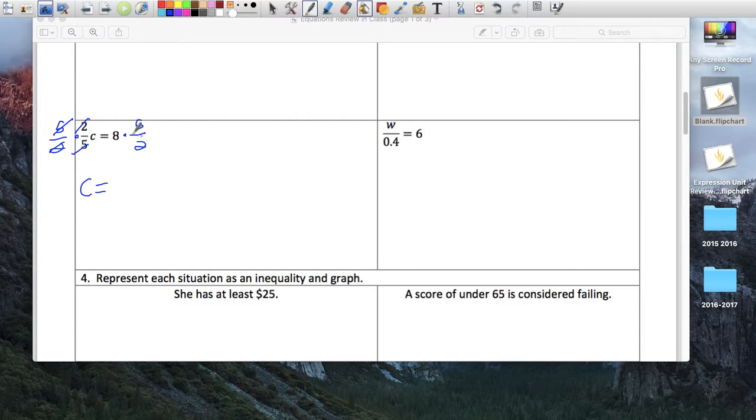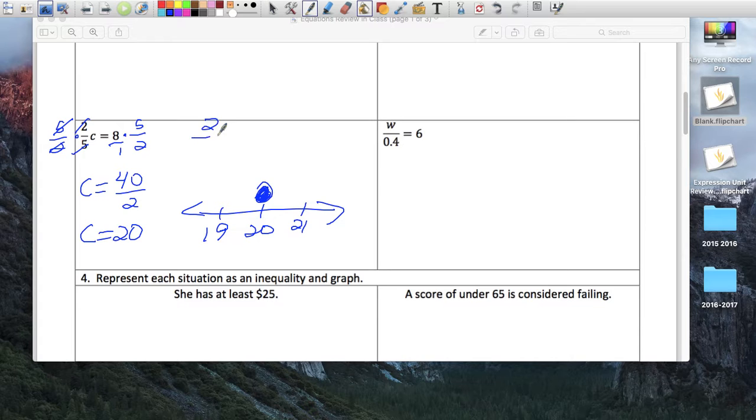On this side, I'm going to multiply 8 times 5 over 2. I'm going to make this into a fraction. 8 times 5 is 40. And at the bottom, 1 times 2 is 2. Or c equals 40 over 2, or c is just 20. It's the same thing. My graph looks like this. This one's going to be nice and easy. Solution is just this. Okay.